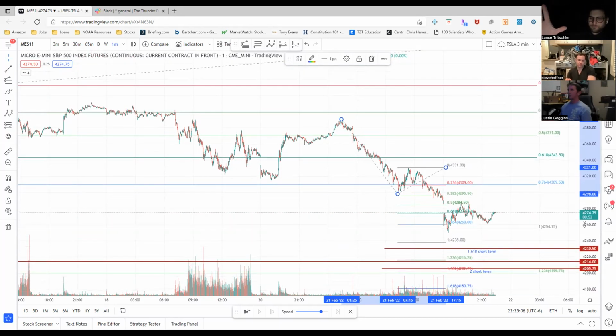But the main things are to think of the levels. The more levels you can stack on top of each other, the better. The cleaner the count, the better. The more proportional the wave looks, the better. If you only play things that look really, really good, they'll work more often. You'll make more money. You'll trade less often, but they'll work more often.